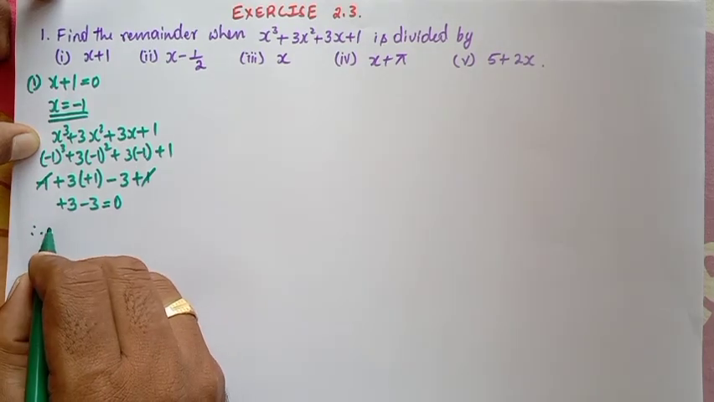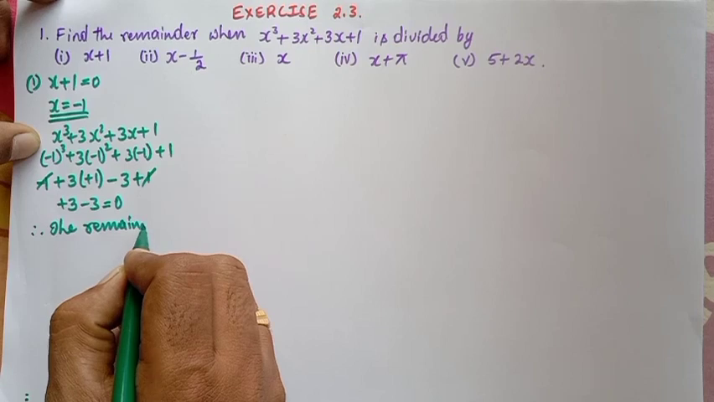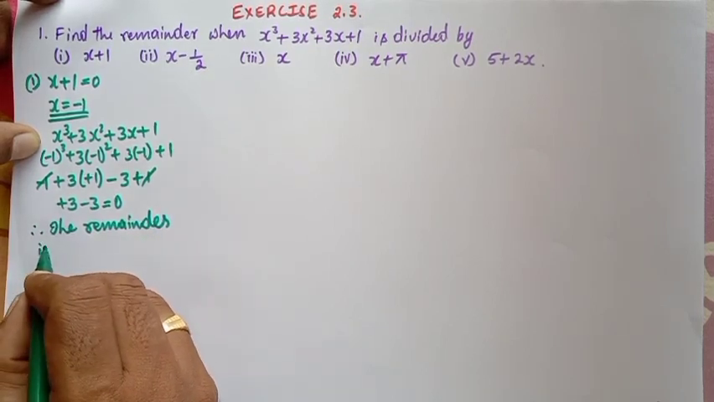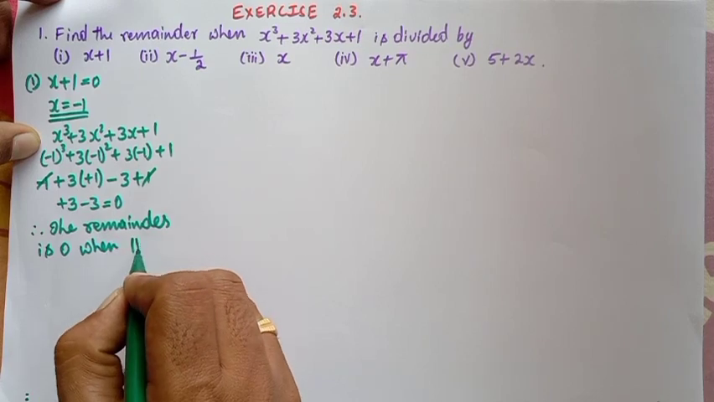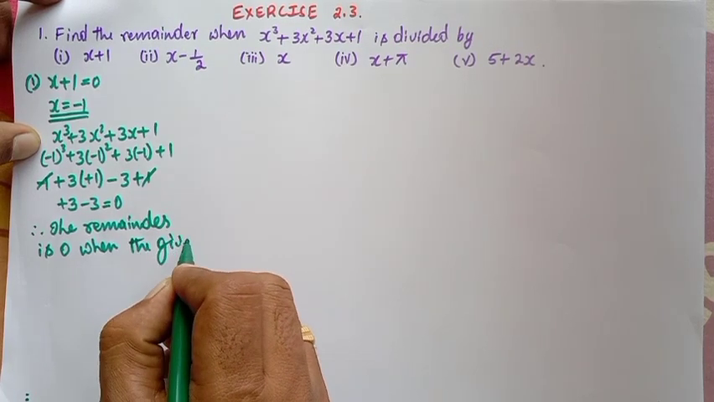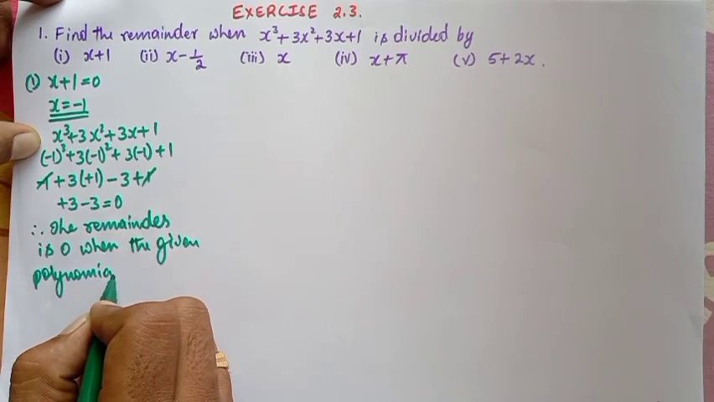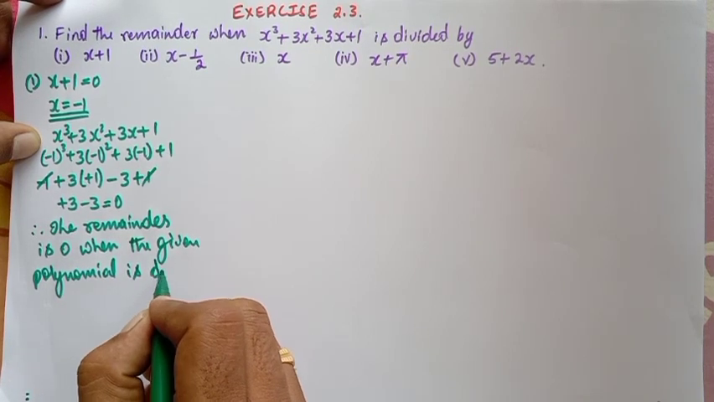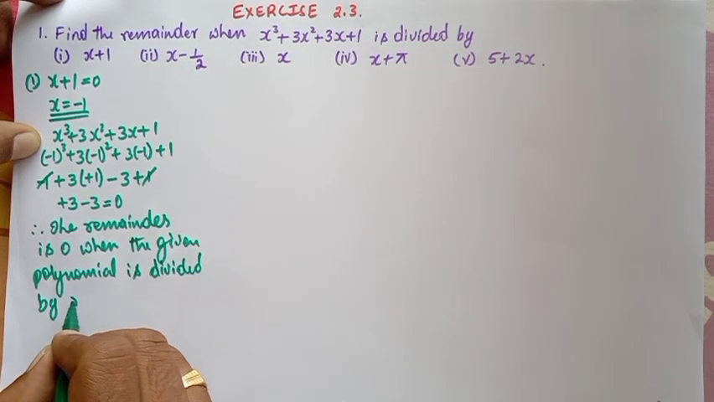Therefore, the remainder is 0 when the given polynomial is divided by x plus 1.